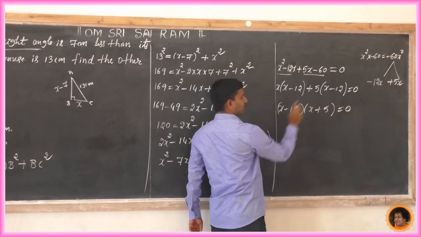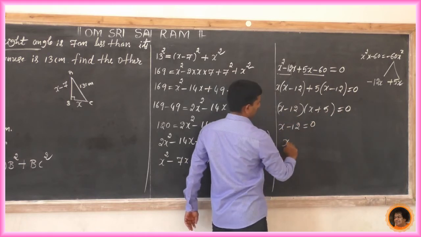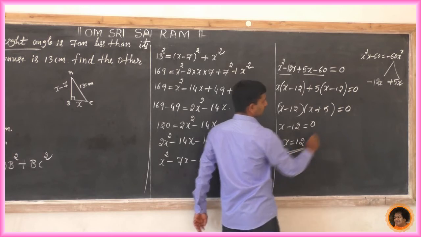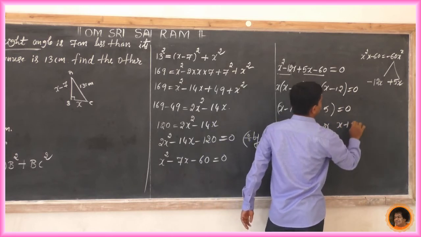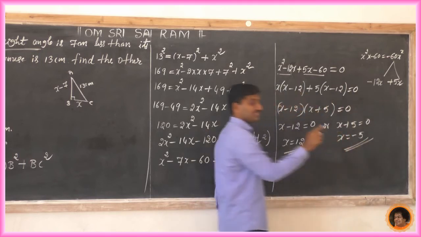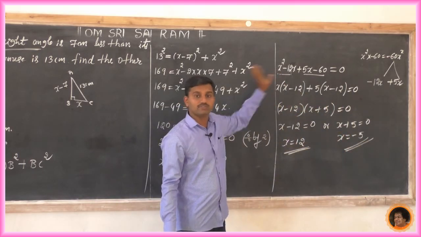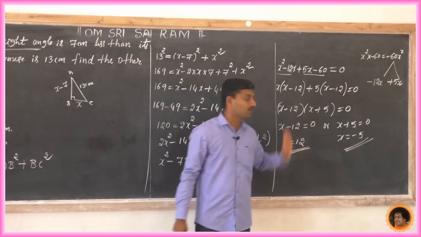Now equate with 0. So these are the linear factors. x minus 12 equal to 0, or x equal to 12, or x plus 5 equal to 0, or x equal to minus 5. So these are the roots or the solutions of the quadratic equation, or the value of x. So x equal to 12 or x equal to minus 5.